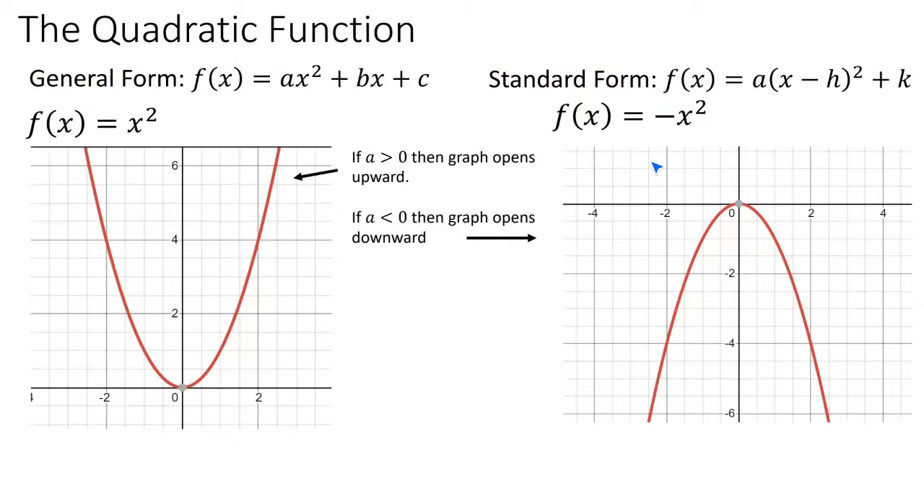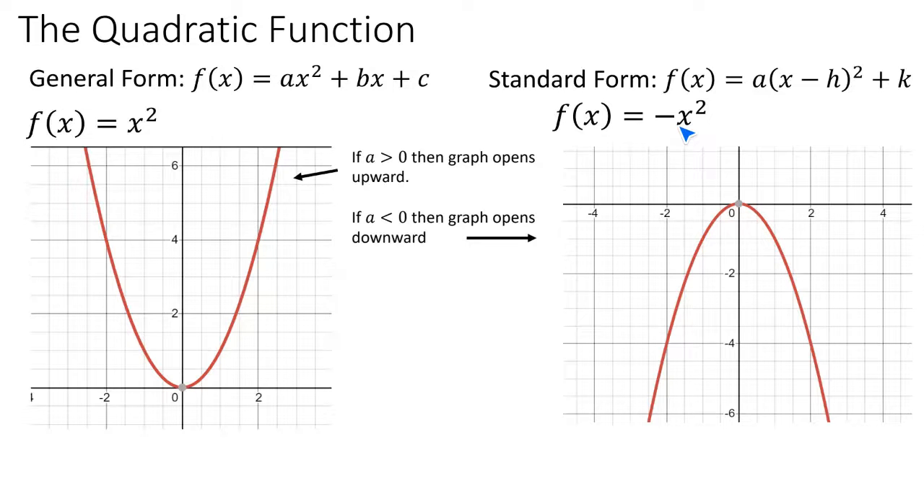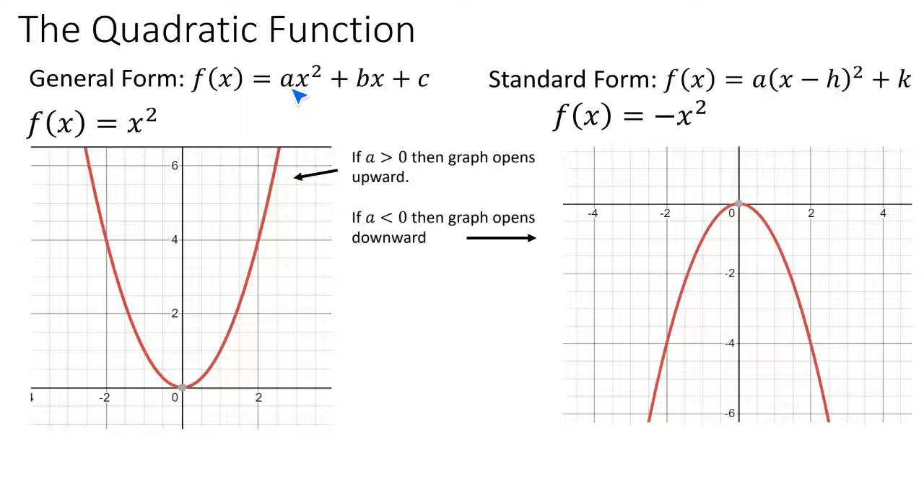If you said to yourself that the negative was the only difference between this function and this one, yes, the number in front of the x squared is going to make a function either open up or open down. If a is greater than 0, and remember a is your coefficient in front of x squared, then the function is always going to open upward. But if it's less than 0, then the graph will open downward.